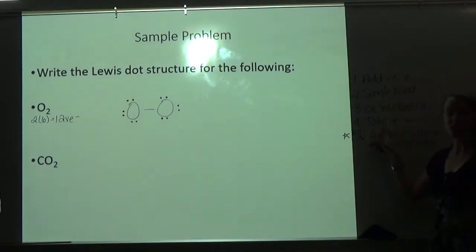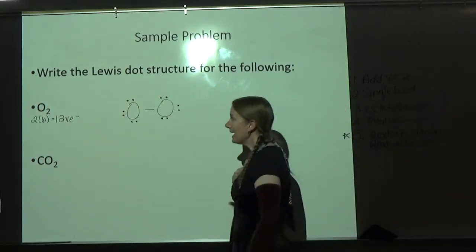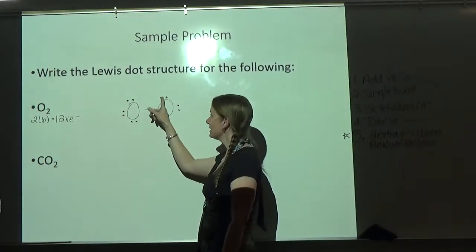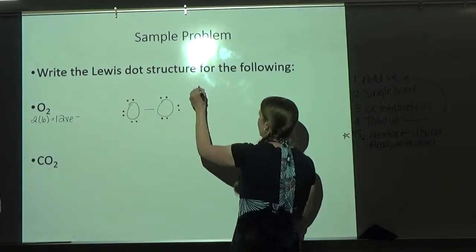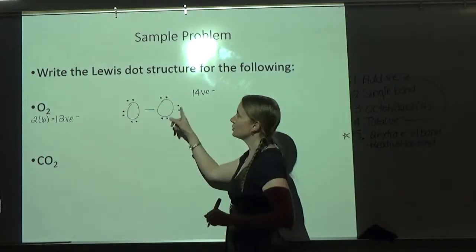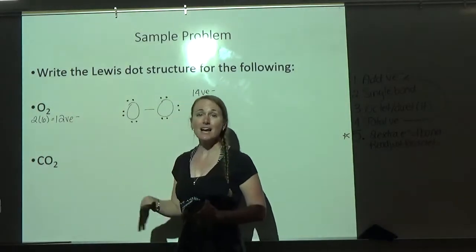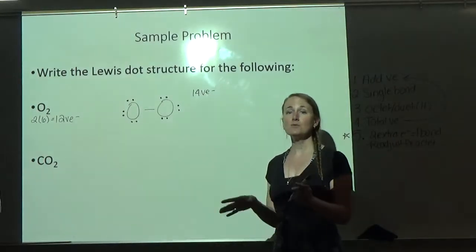So step 4 is check our total. I have 2, 4, 6, 8, 10, 12, 14 electrons in my structure. I'm only allowed to have 12. And this is what a lot of you do.